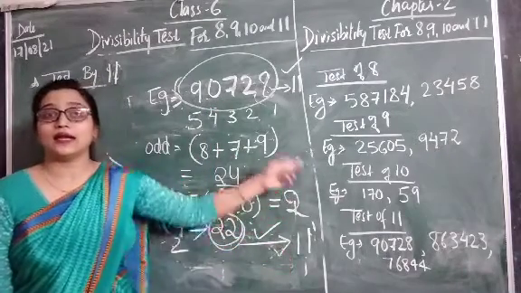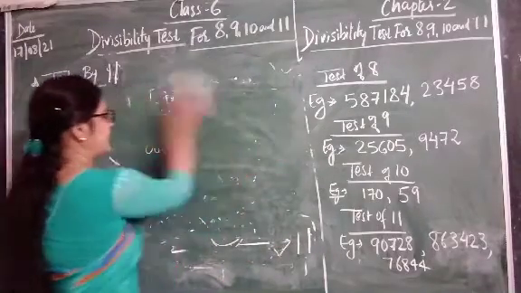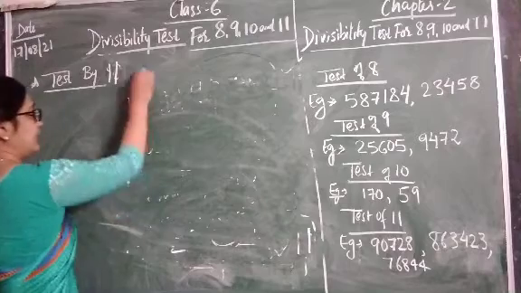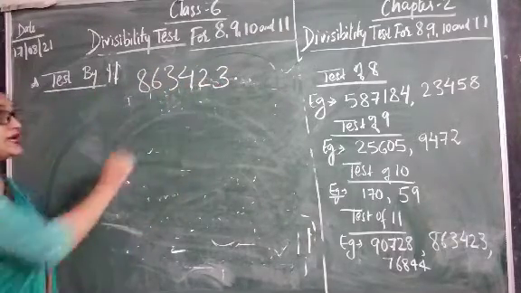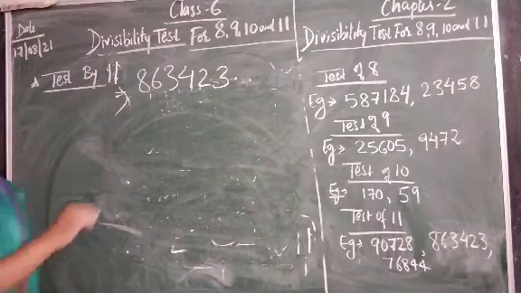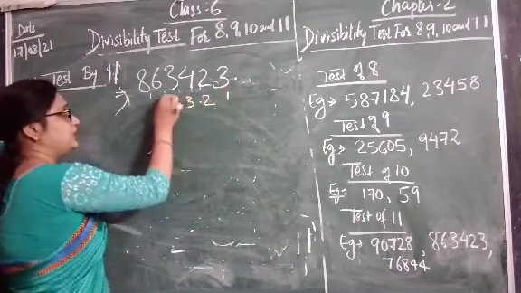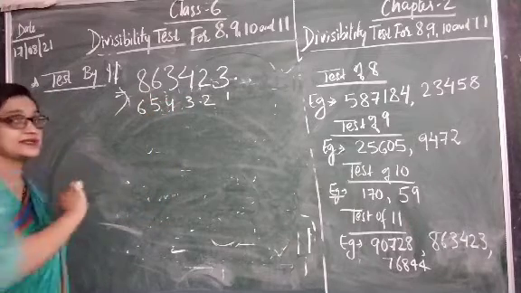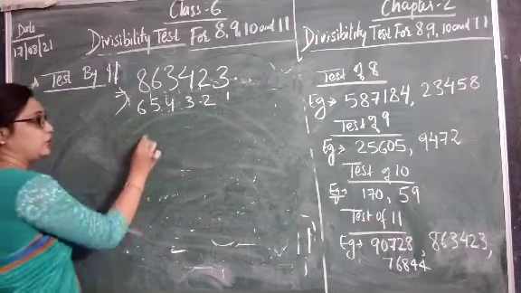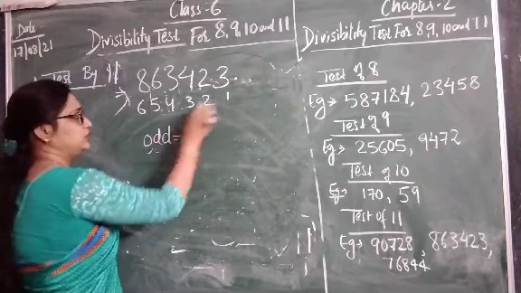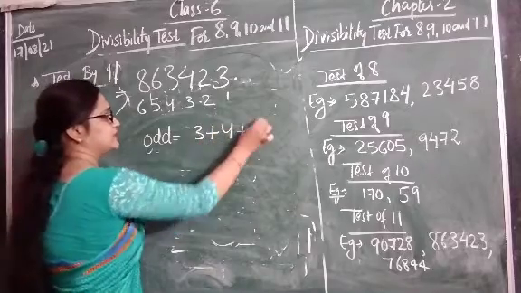Like that, another example we are taking, the second example that we are considering, is 863423. The same steps we have to follow here also. Give numbers to the digits starting from one's place: 1, 2, 3, 4, 5, 6. Now make the sum of the odd and even places separately. Odd places 1, 3, 5: 3 plus 4 plus 6.